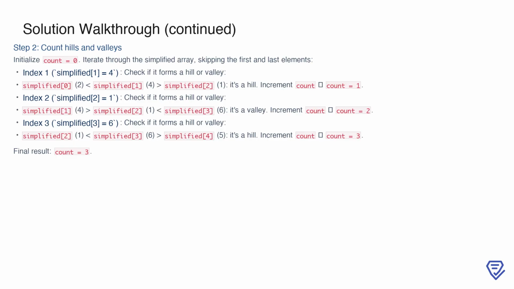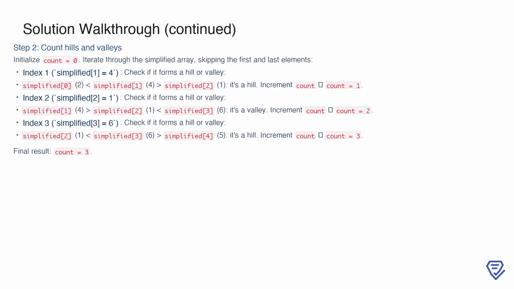At index 1, the value 4 has neighbors 2 and 1. Since 2, 4, 1 forms a hill, we increment the count to 1. At index 2, the value 1 has neighbors 4 and 6. Here, 4, 1, 6 forms a valley, so we increment the count to 2.